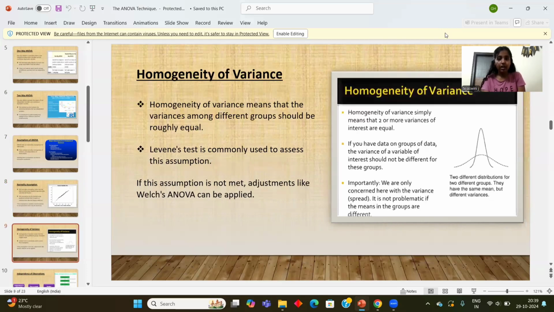Homogeneity of variance. Homogeneity of variance means that variance among different groups should be roughly equal. Levene's test is commonly used to assess this assumption. If this assumption is not met, adjustments like Welch's ANOVA can be applied.